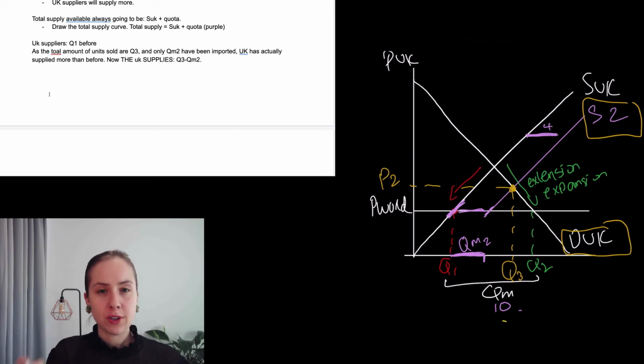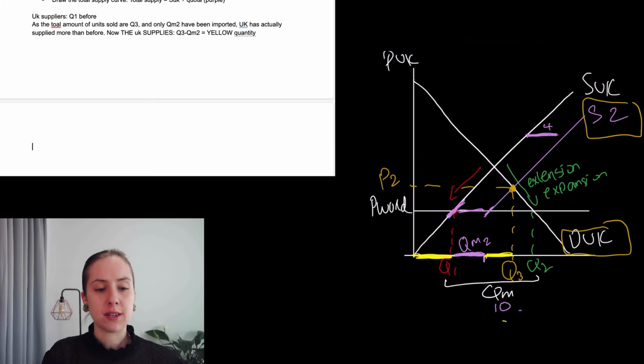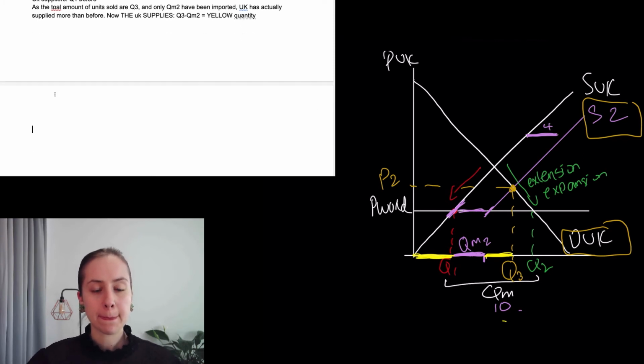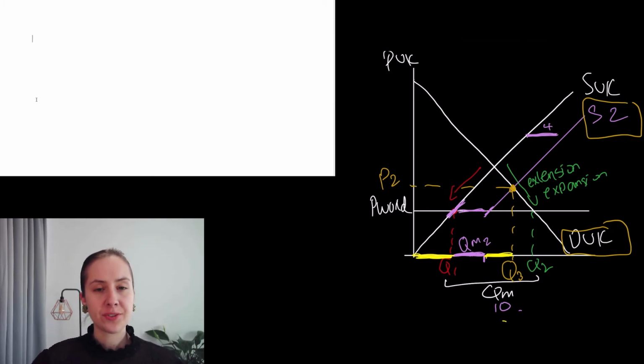Out of the Q3 units sold, out of all these Q3 units sold, the UK supplied the initial units Q1 and supplied everything that the world couldn't supply. So all of that yellow quantity has been supplied by the UK. Those are the UK supplies.